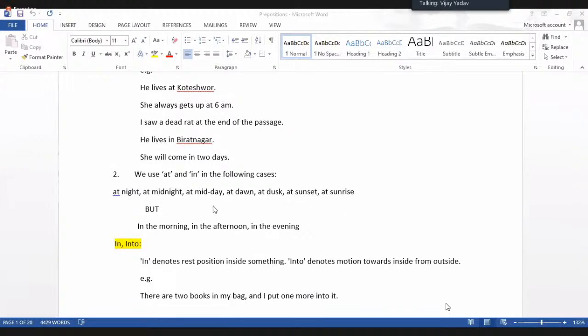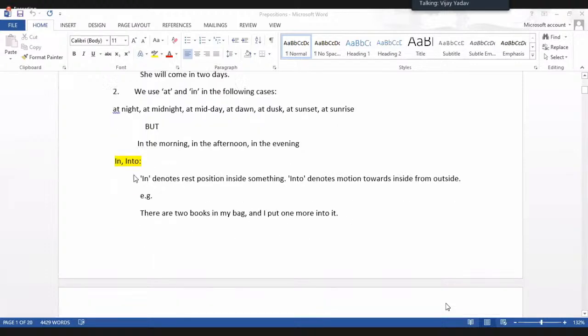That is, I saw him at dusk. He came to meet me at sunset. Then I met him in the morning. She died in the afternoon, like this. Clear?